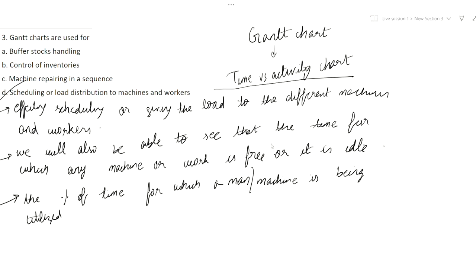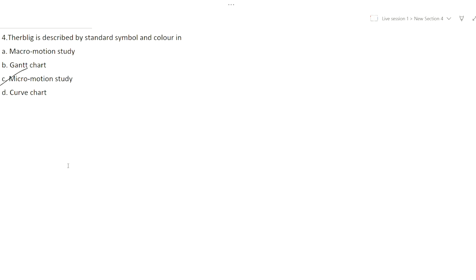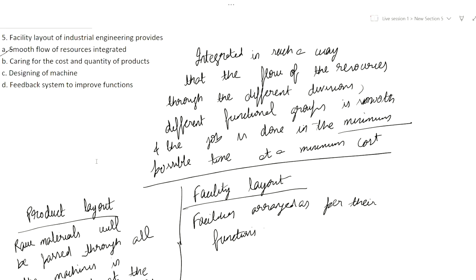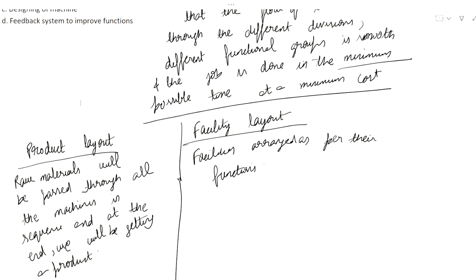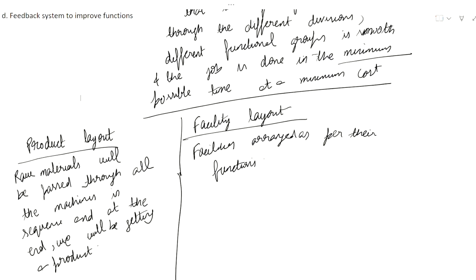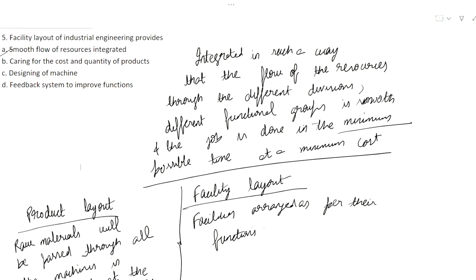Next, we learned about the Therbligs. Therblig is discussed in micromotion study. We also learned about the facility layout and product layout. What is the facility layout? In the facility layout, the facilities are arranged as per their functions. In the product layout, raw materials will be passed to the machines in sequence, and at the end we will be getting the product.